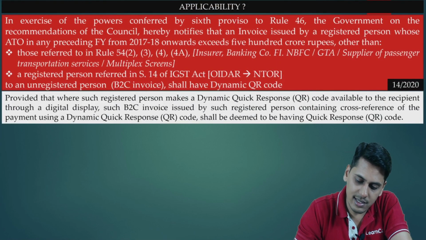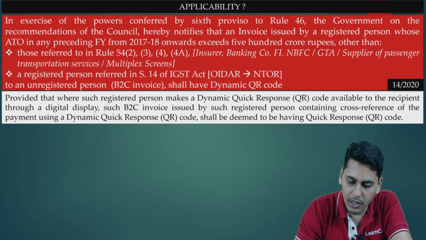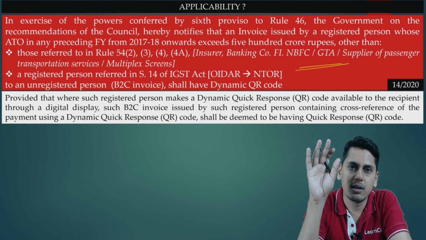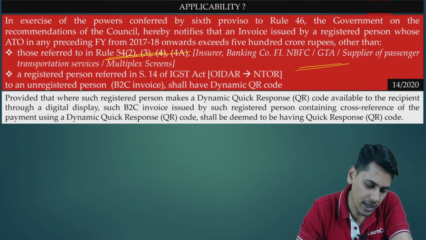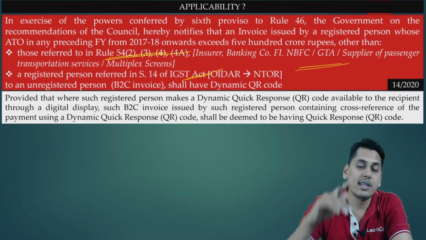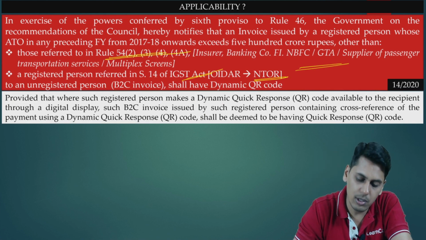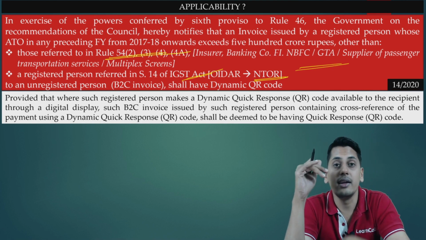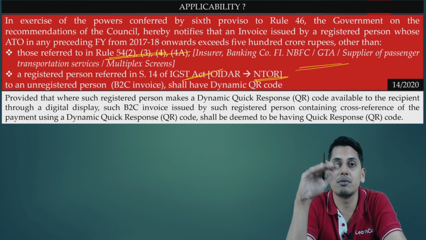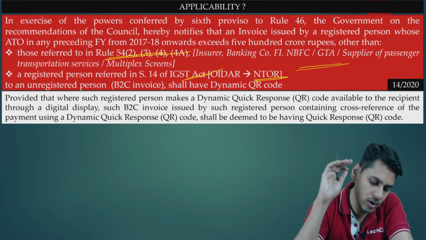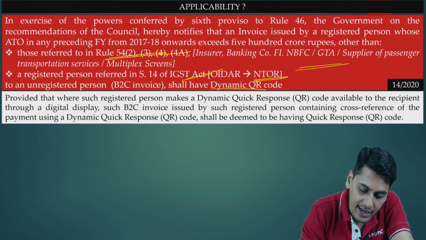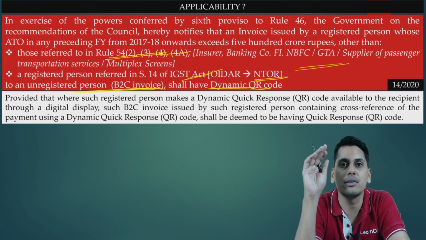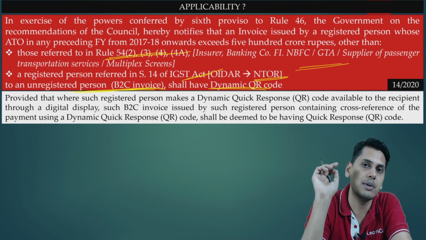So now friends, as regards applicability, I am sure we are clear by now. The applicability is registered persons other than these specified suppliers, other than OIDR sitting in non-taxable territory supplying to a non-taxable online recipient. Other than these registered persons, all registered persons whose aggregate turnover in any preceding financial year from 17-18 onwards is exceeding 500 crores, that particular registered person has to have a dynamic QR code on his invoice for all B2C supplies which are made by him.